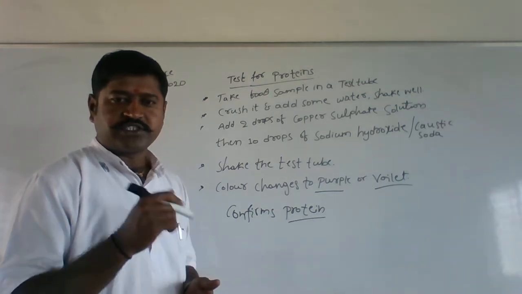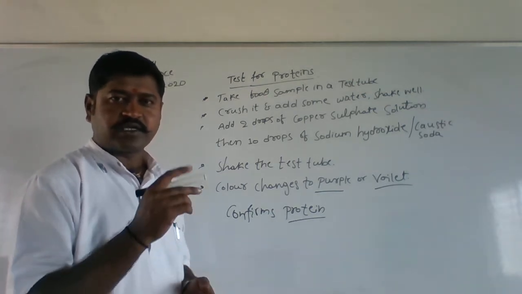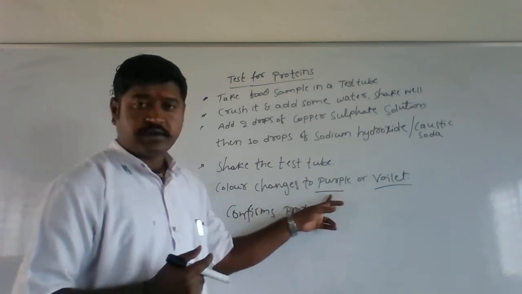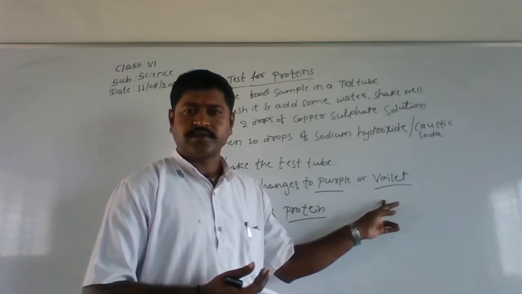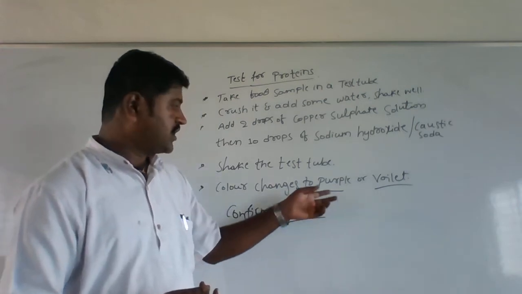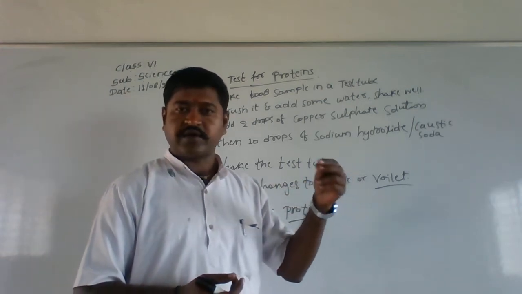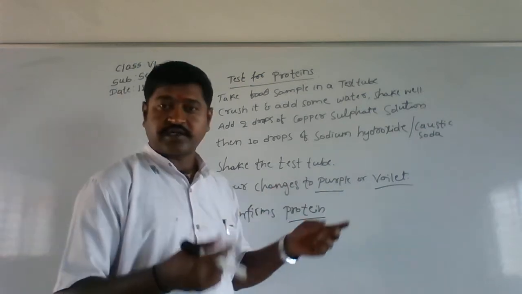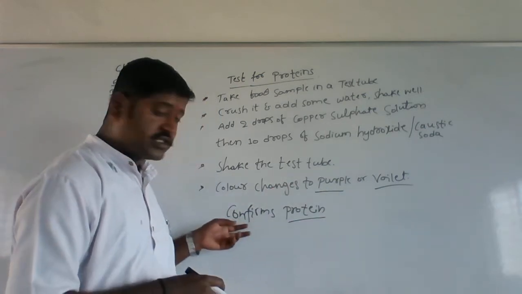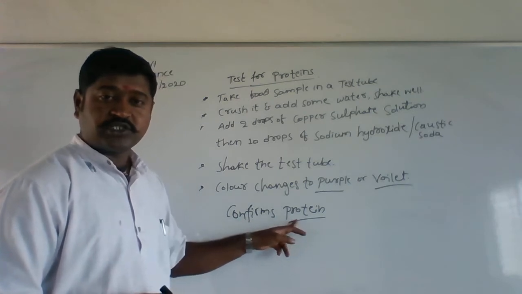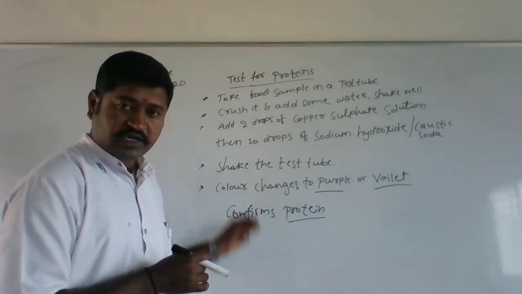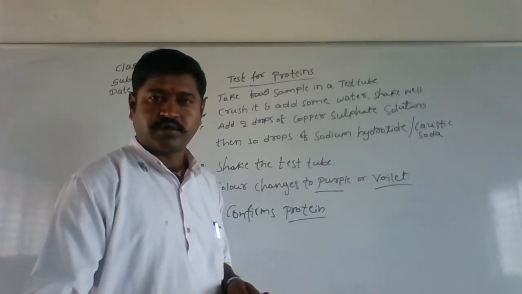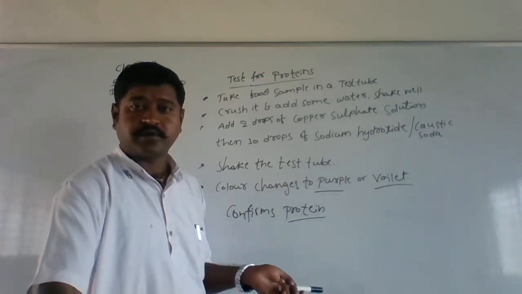Once shaking is done, the food sample turns its color into purple or it may change to violet. If any of the two colors, purple or violet, is seen in the test tube, then we say that protein is present in that. This confirms that protein is present in the test tube. Is this clear, everyone? Okay.